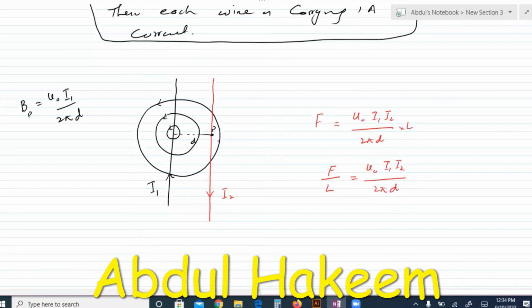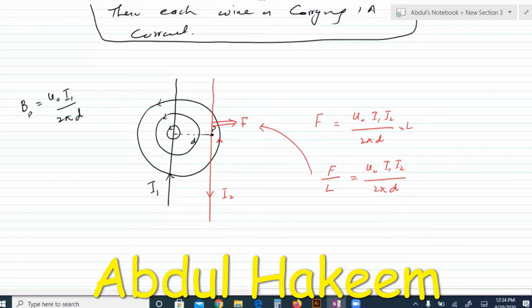Now the field is in this direction from the current 1. Current is downward. According to Fleming's left-hand rule, the wire will experience a force in this direction. So this is the direction of the force here.